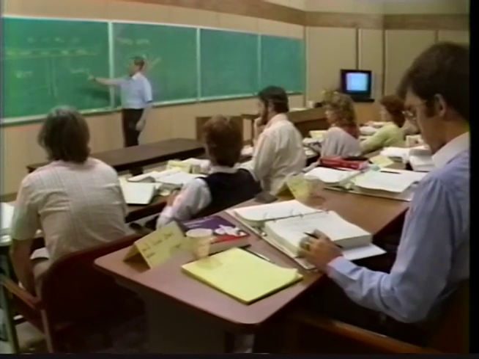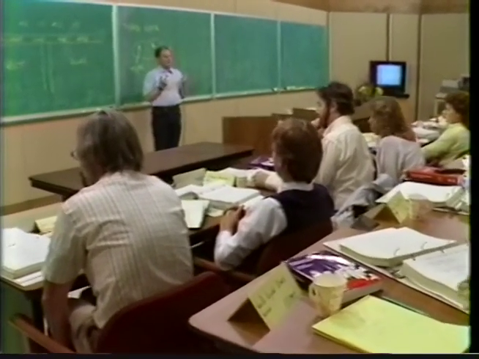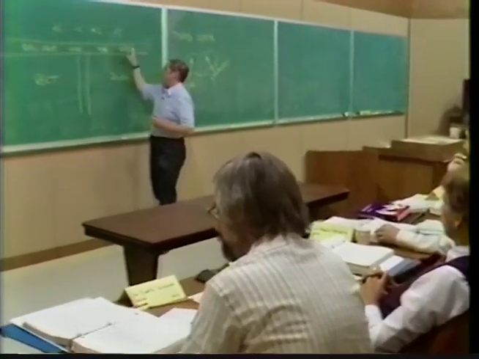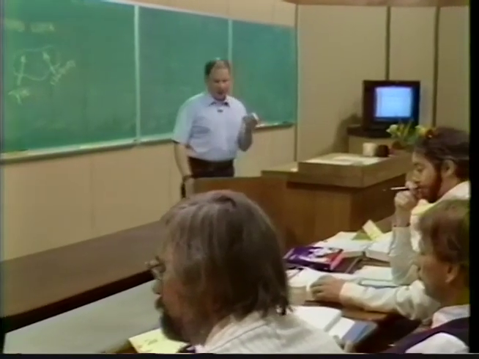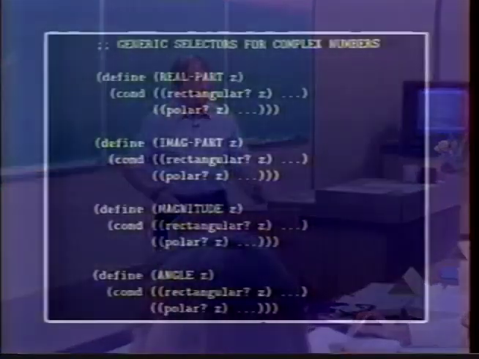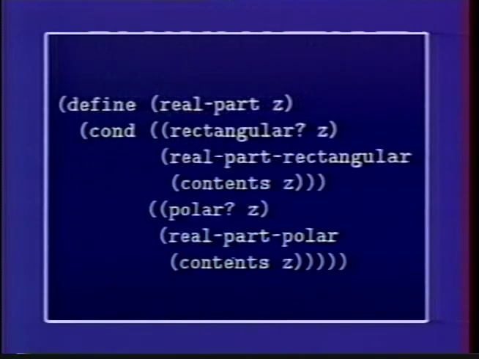There's George and Martha. And now we've got to get some kind of manager to look at these types. How are these things actually going to work now that George and Martha have supplied us with typed data? Well, what we have are a bunch of generic selectors. Generic selectors for complex numbers: real part, imaginary part, magnitude, and angle. Let's look at them more closely. What does real part do?